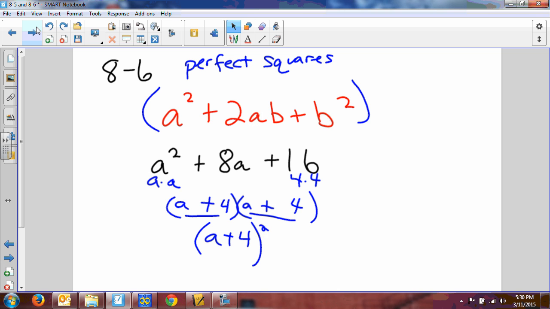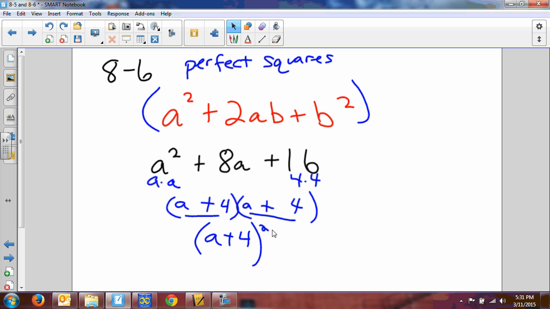8-6 is another special case, a little bit easier: perfect squares. Okay. A squared and B squared on back, but now we have plus signs and we've got some middle term. If you don't have a middle term, it's not going to work. Got to try something else. Whatever our A value is and our B value, if you multiply them together and multiply that by 2, if that's the case, we'll have a perfect square. So A squared is A times A, 16 is 4 times 4. A times 4, which is 4A, times 2 gives me 8A. I can jump to say A plus 4, and then just rewrite it a little bit different.